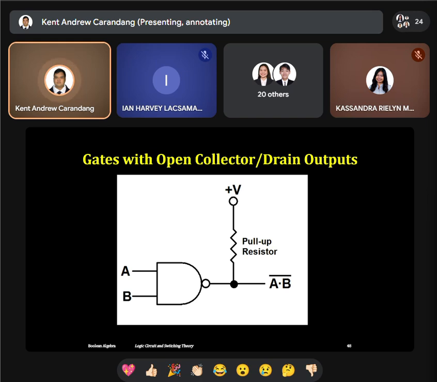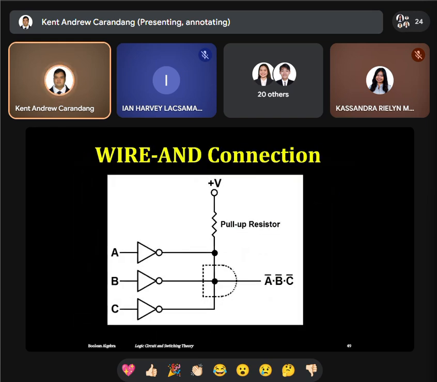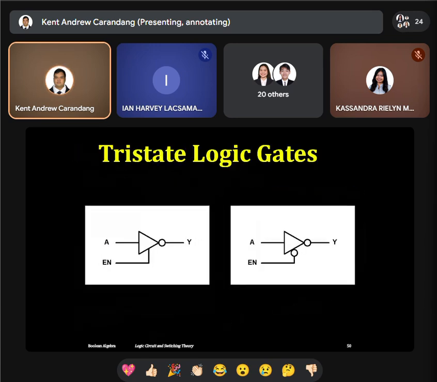So this is the gates with open collector drain outputs. So this is the wire end connection. So we use both of the three NOT gates while having pull up resistor here so we can have this output. So tri-state logic gates. So there is a pin that is called enable. So further discussion for this is also included in your reference. Okay.